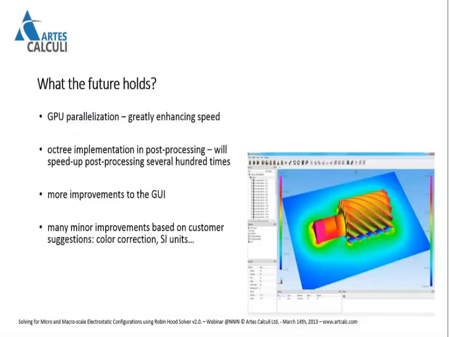In the future, we will implement the GPU parallelization in Robin Hood solver. We have done some tests, and we have found out that this greatly increases the speed of calculation. The work on GPU parallelization is practically at its end, and we expect to release the GPU-enabled version in the summer of this year. There are also plans to implement so-called octrees in post-processing, and this will also speed up the post-processing several hundred times, at least. That is the results from our tests. We plan more improvements to the graphical user interface and many other improvements based on customer suggestions.